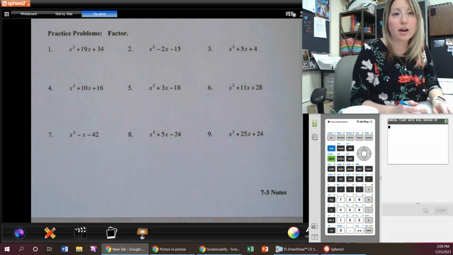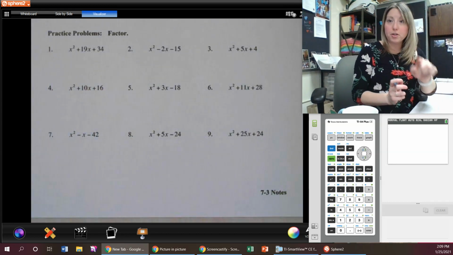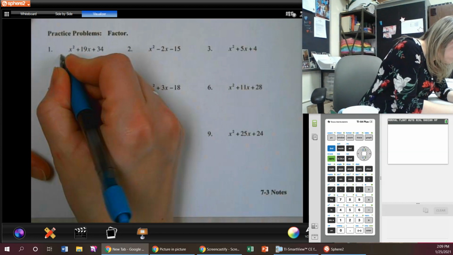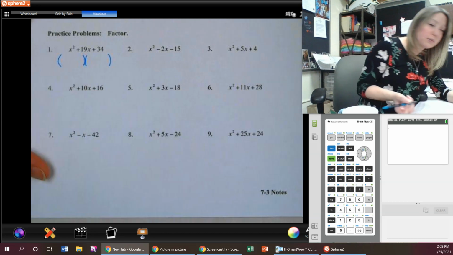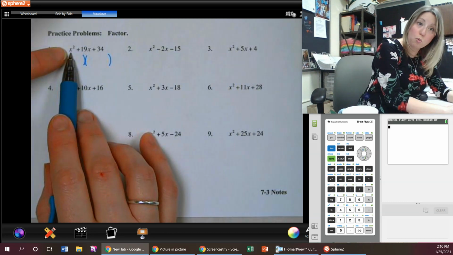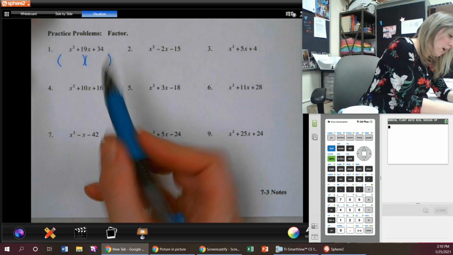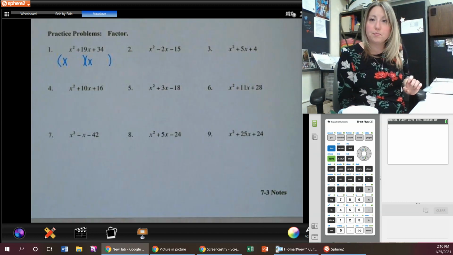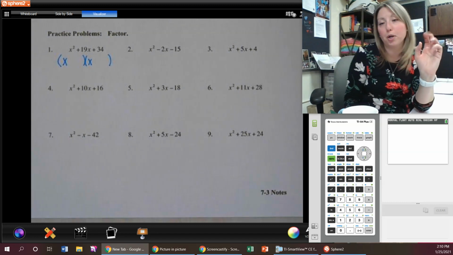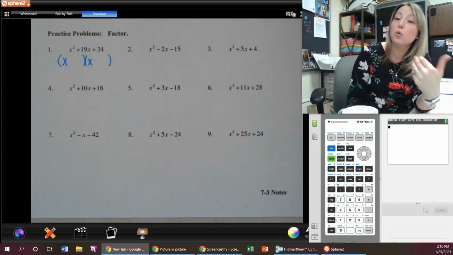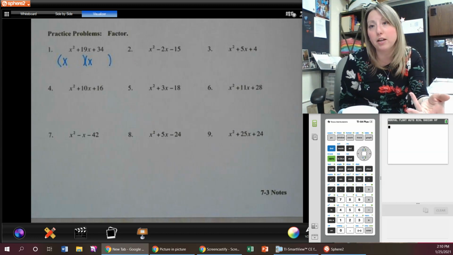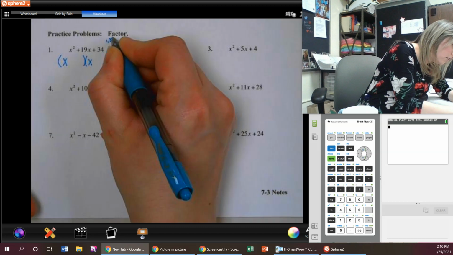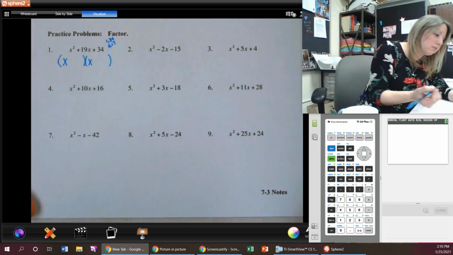X squared plus 19x plus 34. It's a trinomial in standard form, and I'm told to factor it. So I immediately start with two empty sets of parentheses. I notice I've got x squared and x in the middle, so an x goes in the front of each of these two binomials. Now I look at my end number. That's the term I factor. So I think, what multiplies together to give me 34? It's either 1 and 34 or 2 and 17.